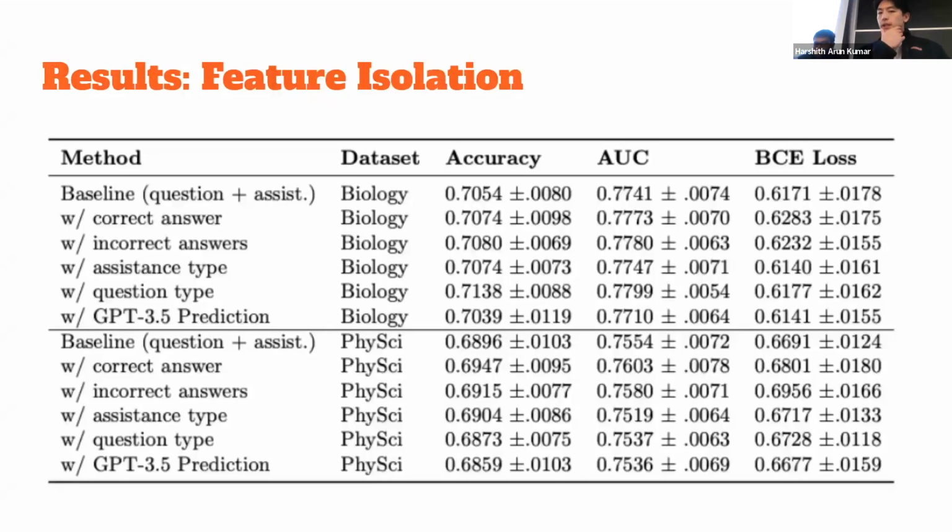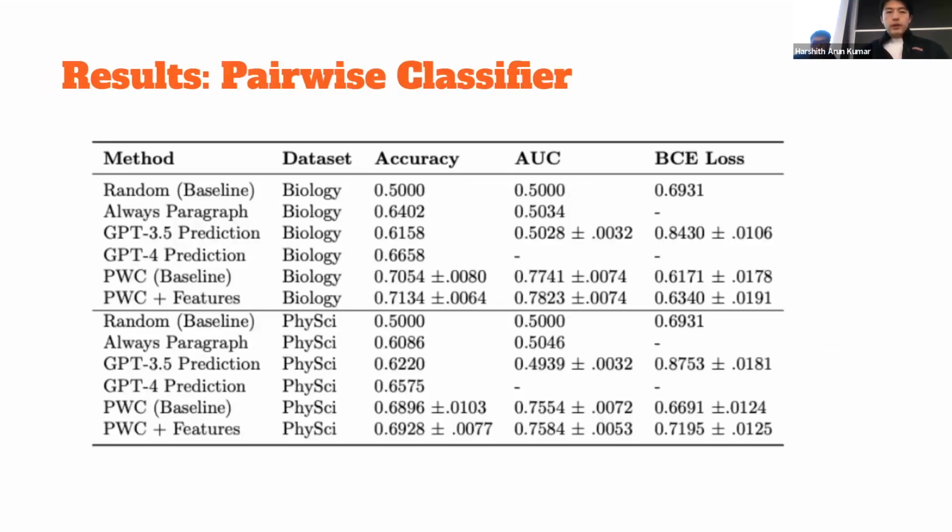And so as you can see, what we wanted to do with this feature isolation is to see which feature within our model was actually holding the most weight for our model, like which is actually helping it decide correctly. And so through this feature study, you can see that it's mostly just the baseline, as in the question assistance embeddings, that is giving it the best decision. And so these are our main pairwise classification methods.